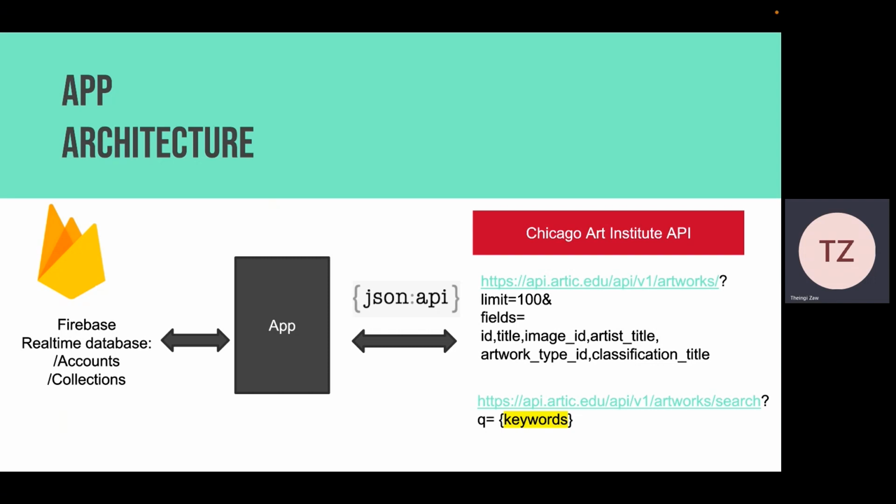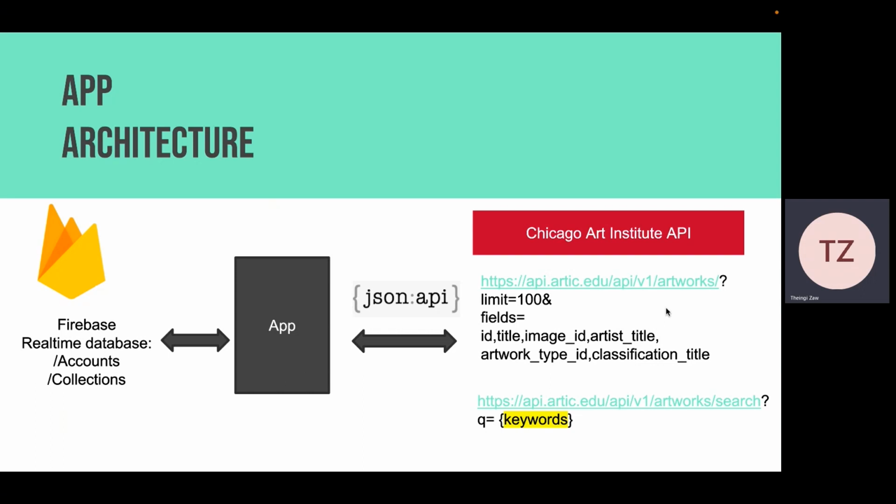In the Firebase real-time database, I've created two buckets. One is for the account information and the second one is for the artwork collections. So when the user is verified through Firebase in the application, the user will be able to see the artworks, and the data are coming from the API endpoint.